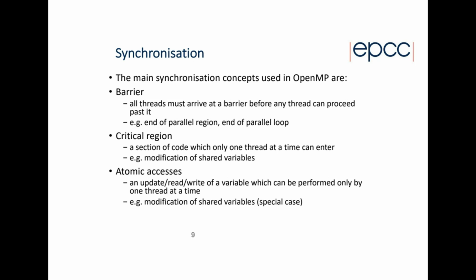So when we reach a barrier, it's a point where all threads must arrive at the barrier before any thread can proceed past it. Typically places where this happens are at the end of the parallel region, which you've already seen, where the master thread is waiting for all the other threads to arrive. That's a barrier type synchronization. But also at the end of parallel loops, by default, there's an implicit barrier synchronization as well.